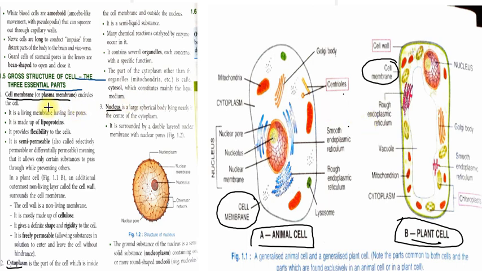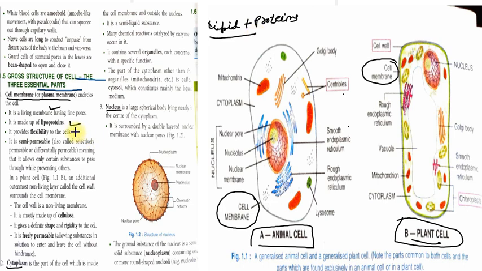So it is a living membrane having fine pores. It is found in both animals and plants. It is made of lipoproteins. Lipoproteins means lipid plus proteins, lipid or fats plus proteins. They are called lipoproteins. So what is its function?